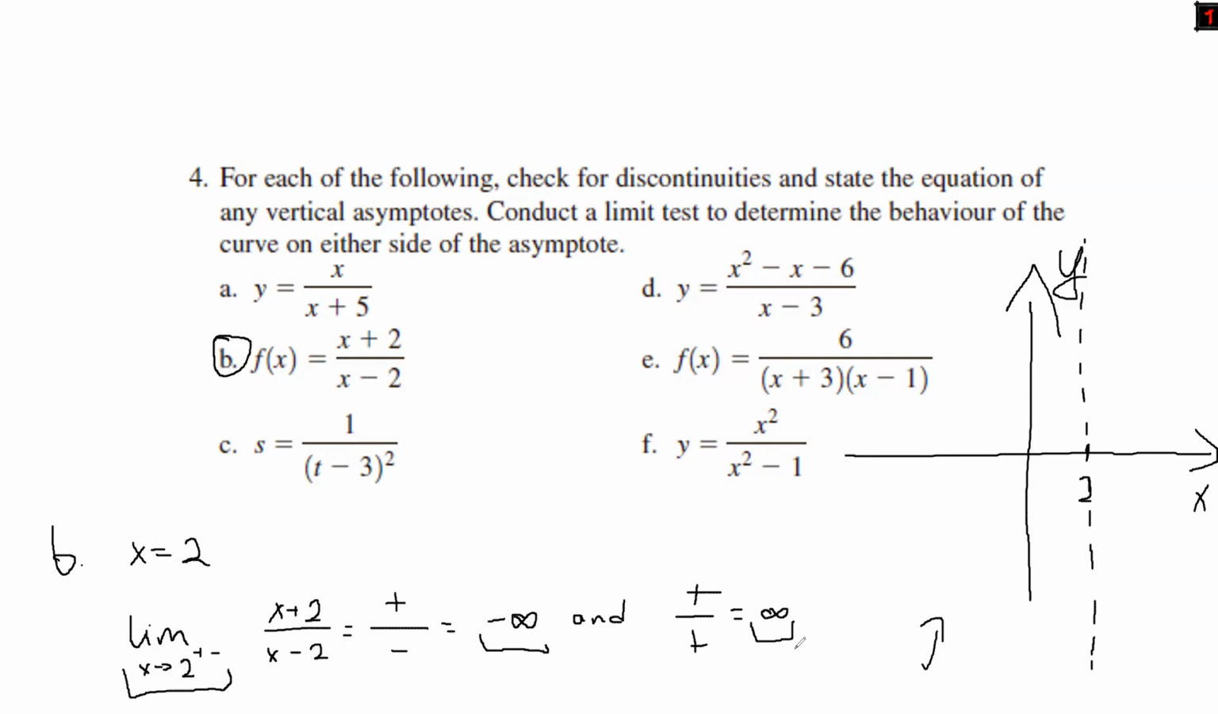So we know that the vertical asymptote is at x equals 2, where the curve approaches positive infinity. And as x approaches 2 from the left, the curve would have, I'm not sure how to exactly word it.